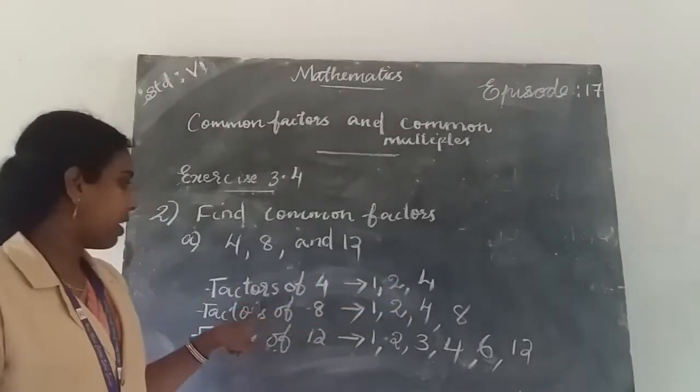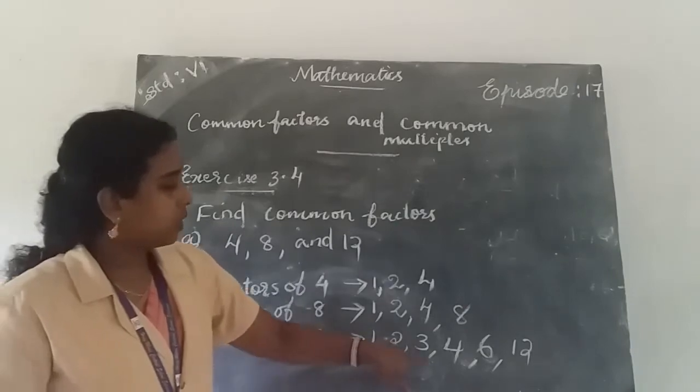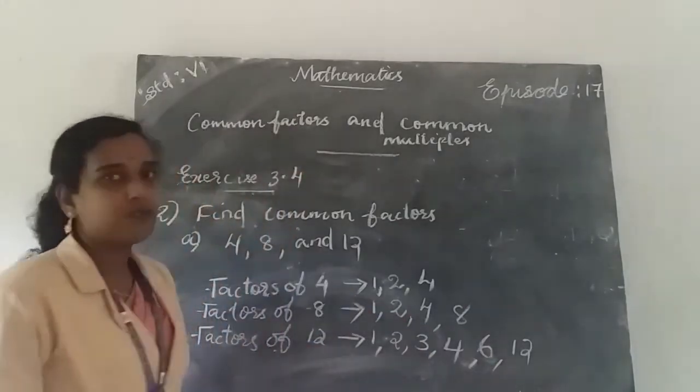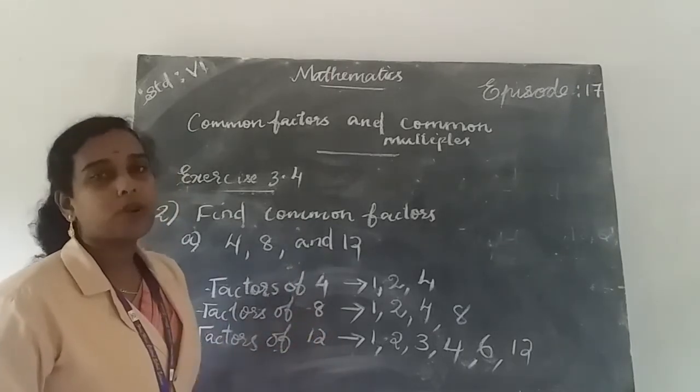1, 2, 4 are the factors of 4. 1, 2, 4, 8 are the factors of 8. 1, 2, 3, 4, 6, 12 are the factors of 12. From these factors of these three numbers, we find the common factors.